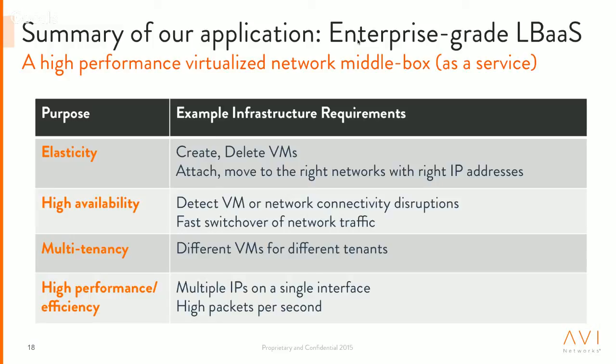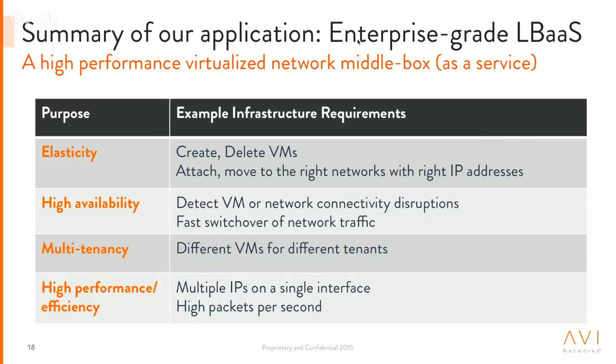and the kinds of requirements that we had. What we are building is a high performance virtualized network service as a service. You have 4 high level criteria. We wanted elasticity so that these applications can scale. For that, you need to be able to create and delete VMs, attach them to the right networks, and move these to the right networks with the right IP addresses and so on.